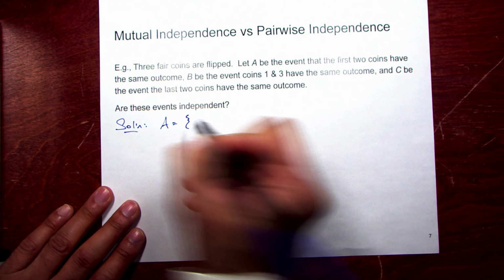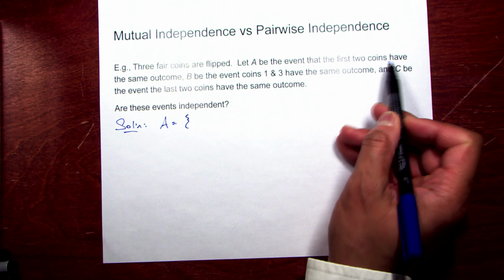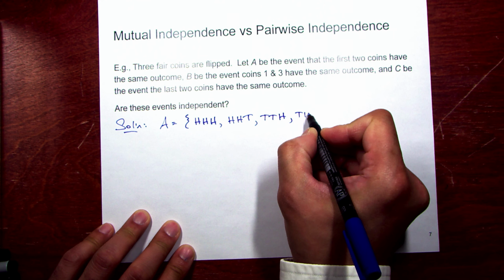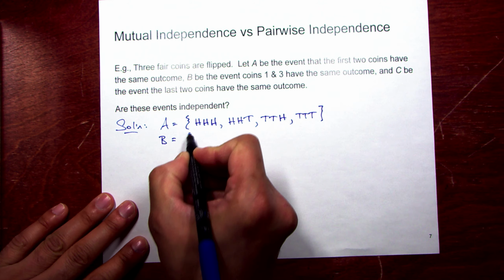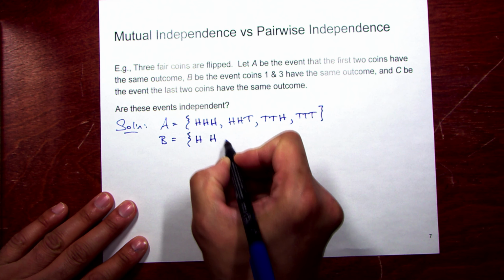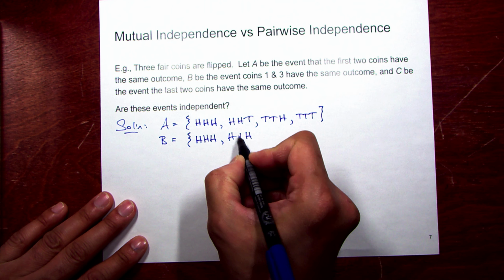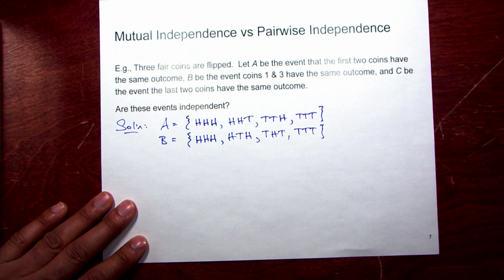So what's in A? Well, there are 8 total outcomes. And A is the first 2 coins have the same outcome. So that could be all heads. It could be heads, heads, tails. And I think those are the only ones where the heads are the first 2. And it could be tails, tails, heads, or tails, tails, tails. B is similar, except the first and third have to match. So if we have H and H, these match, then the middle coin can be a heads or a tails.